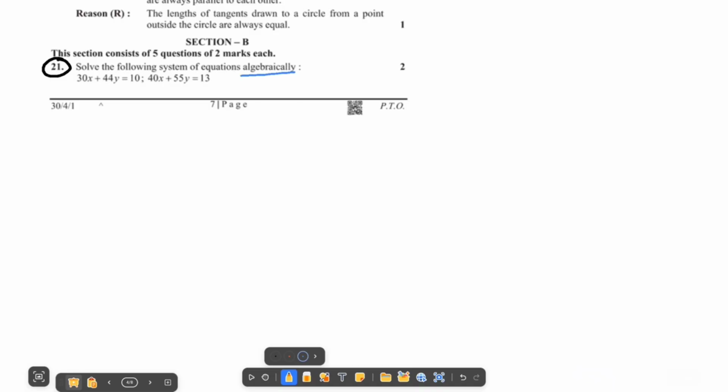30x plus 44y is equal to 10. 40x plus 55y is equal to 13. So we have to solve this algebraically. Algebraically means we have to solve it either by the elimination method or the substitution method. So let's write what is given.